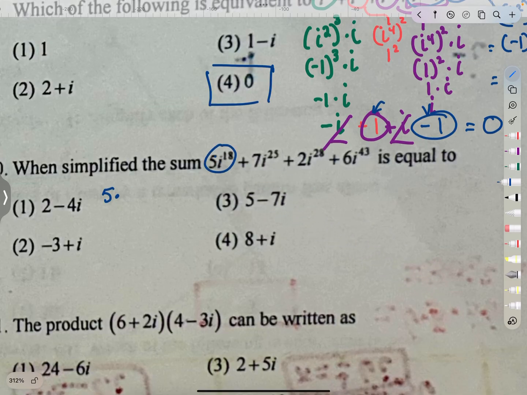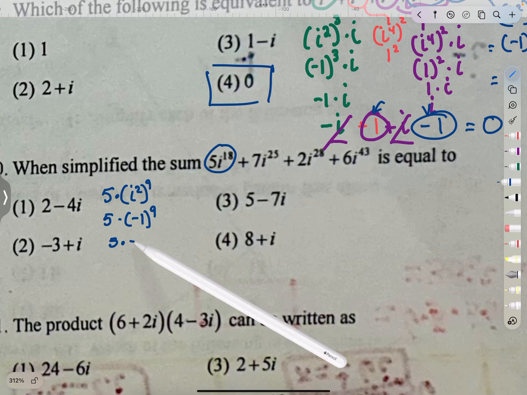So 4 goes into 18. I'm going to use i squared because i squared goes into it evenly 9 times. i squared is -1 to the ninth. That's an odd power, so it comes out to -1. So it's 5 times -1 or -5. That's my first term.